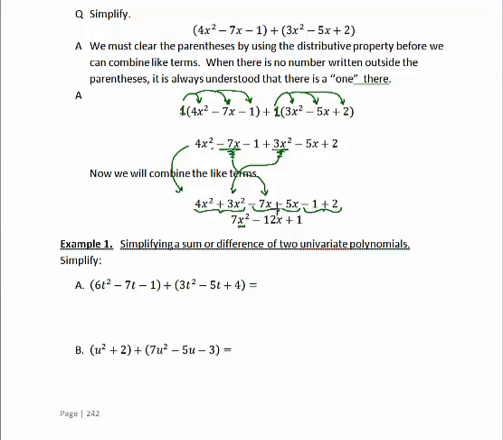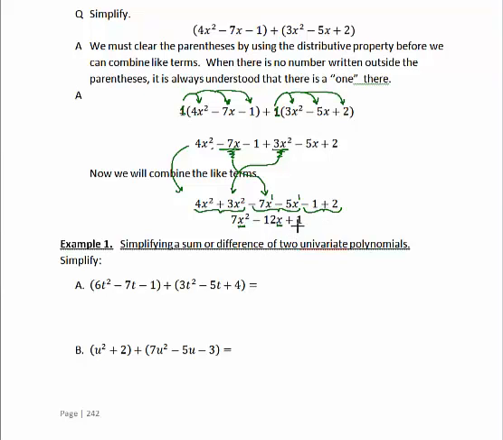These second two both have an x. Their exponents are 1. They're the same exponents, and that's important. They have to be the same exponents. So they're both x terms. Negative 7 minus 5 is negative 12, and we keep the common variable part.